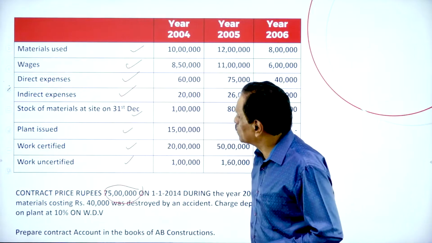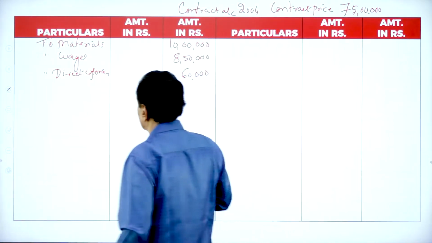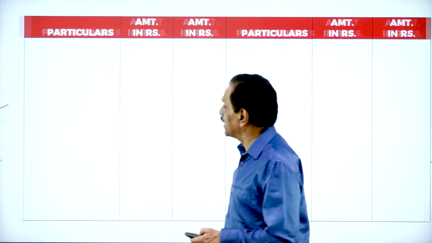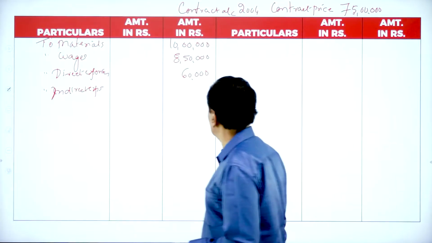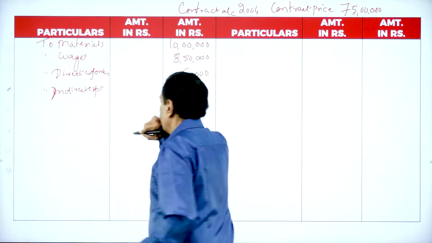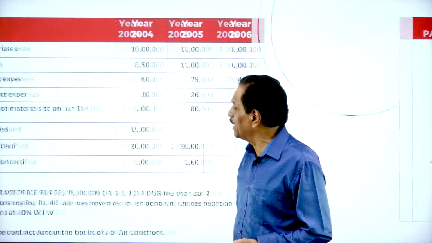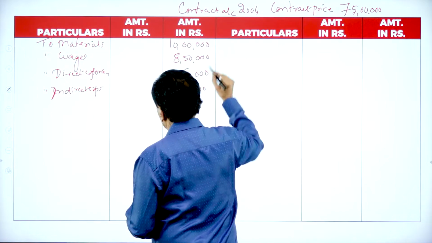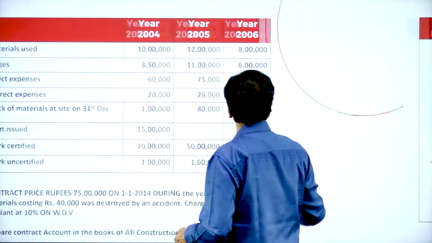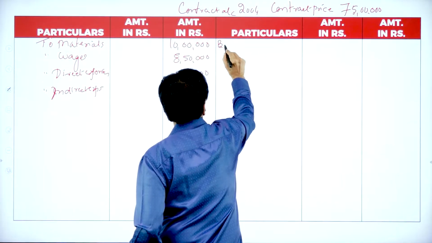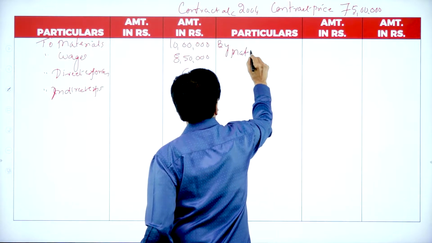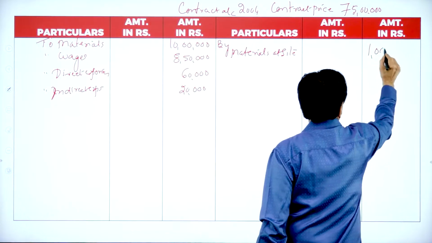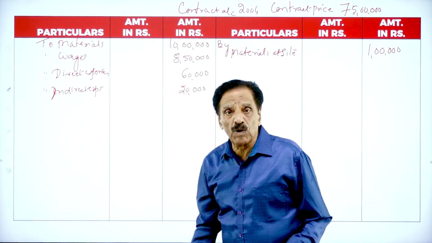Then what is next one? Indirect expenses. What is the value of indirect expenses? 20,000. All expenditure will come on the debit side. Then stock of materials, by materials at site, 1 lakh. By material at site is 1 lakh.